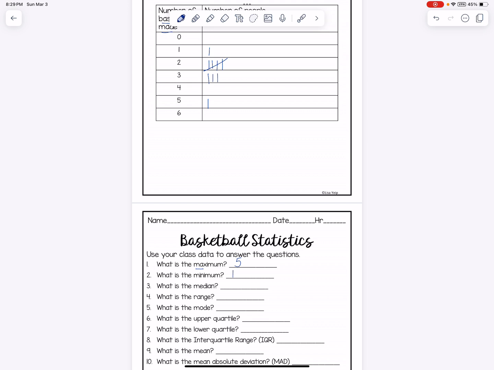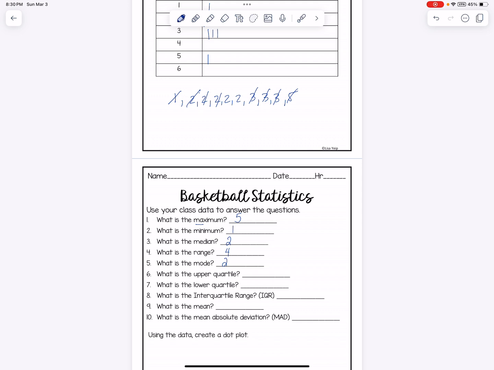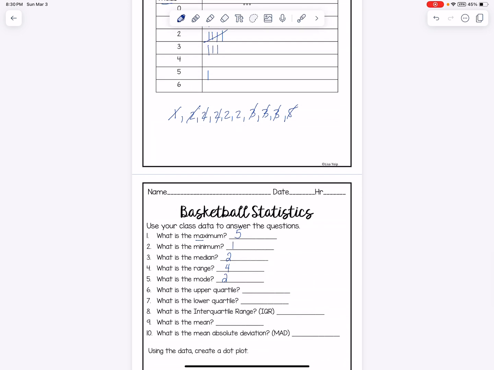To find my median and things like that, I'm going to have to list my numbers. So I have a 1, I have a 2 that appeared 5 times, I have a 3 that appeared 3 times, and I had a 5 1 time. To find my median, I would go through like this, crossing off, and I'm left with that. So my median is 2. My range is 5 minus 1, which is 4. My most common was the 2. You can actually write none if there is no most common. If they tie, you can say something and something.